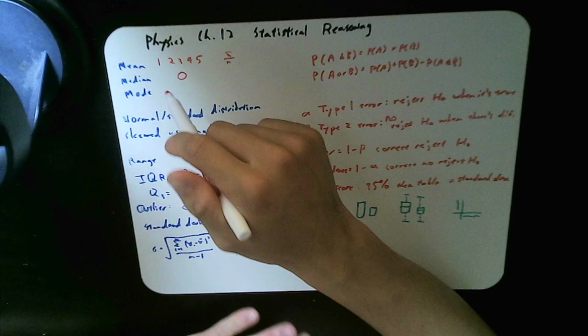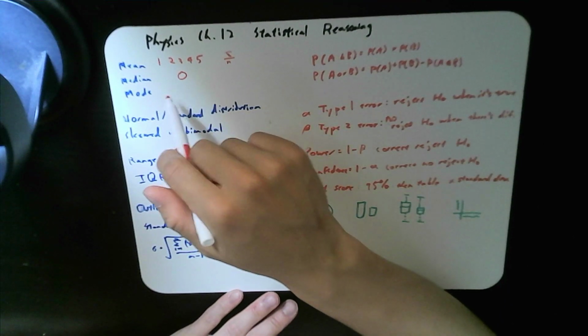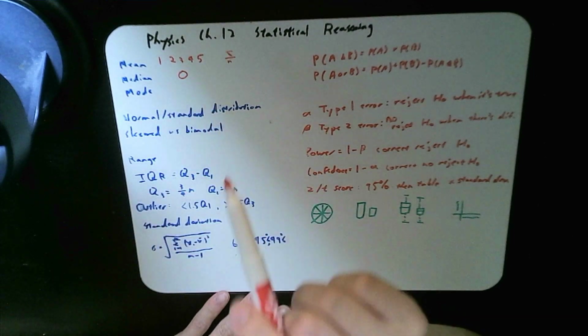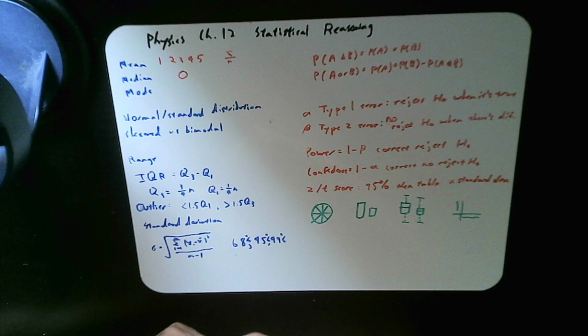The mode is whichever one you see the most. Since every single one of them we only see one time, the mode is just every single one of them. So if there are 2 3s, for example, then that will be the mode. If there are 2 4s, then 4 will be the mode.